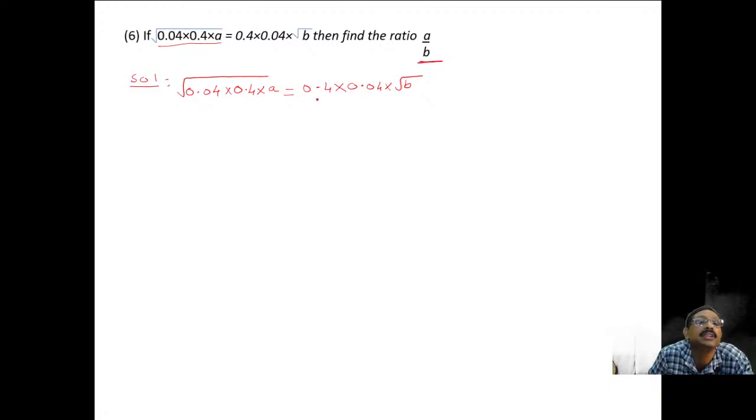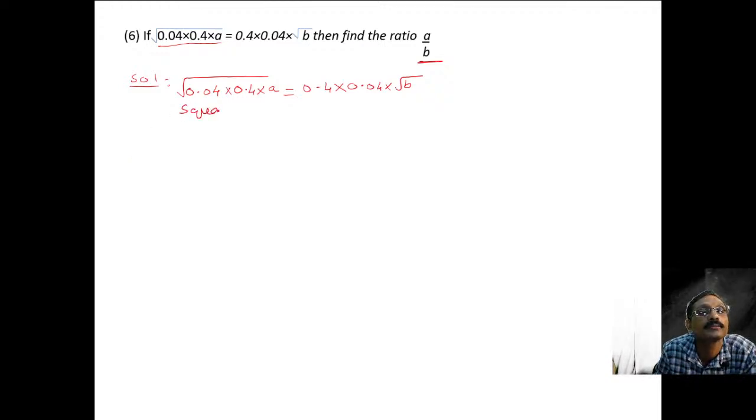This is given to me. Now what can be done? Carefully see what can be done. If I want to remove this square root, can I square both sides? So let us square and see. Squaring both sides. If I square both sides, let me square both the sides and see.